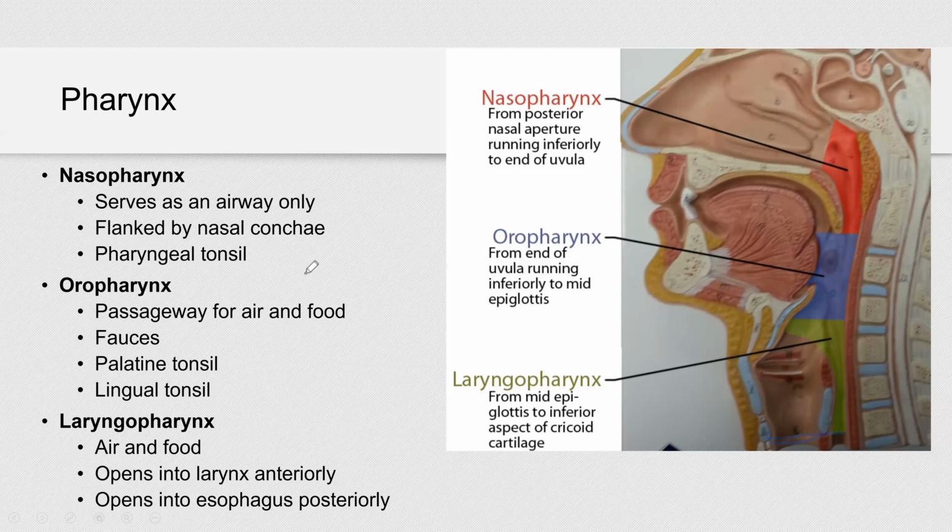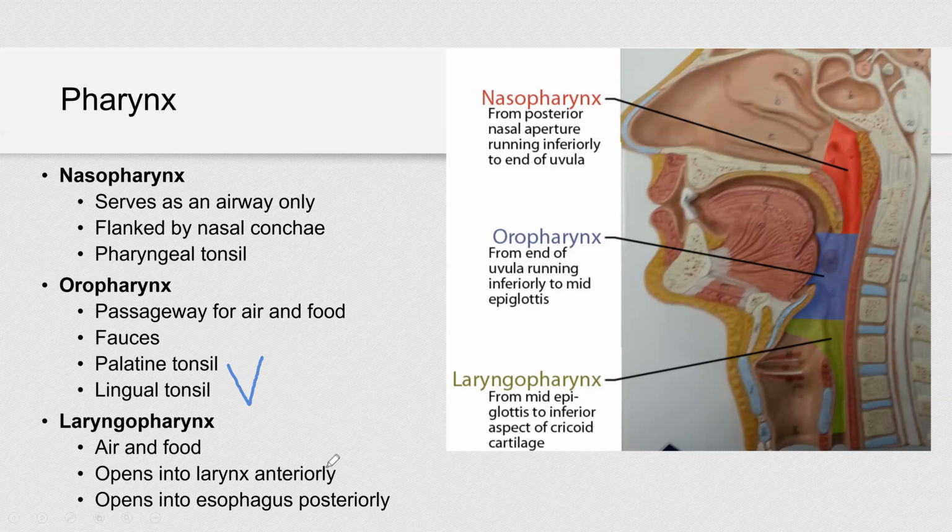That's the laryngopharynx. The nasopharynx serves as a passageway for air only. It is flanked by the nasal conchae, and we have the pharyngeal tonsils right here. The oropharynx is a passageway for air and food, and it also has tonsils. It has palatine tonsils and lingual tonsils. This picture doesn't show them that well, so we will look at tonsils in the next slides.